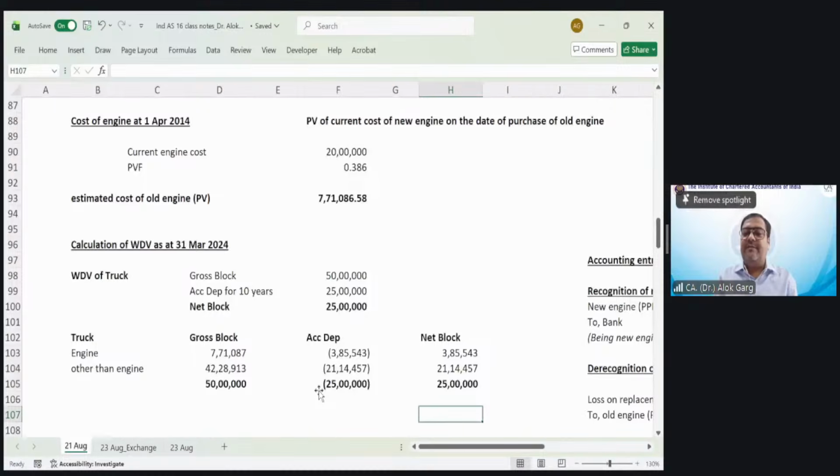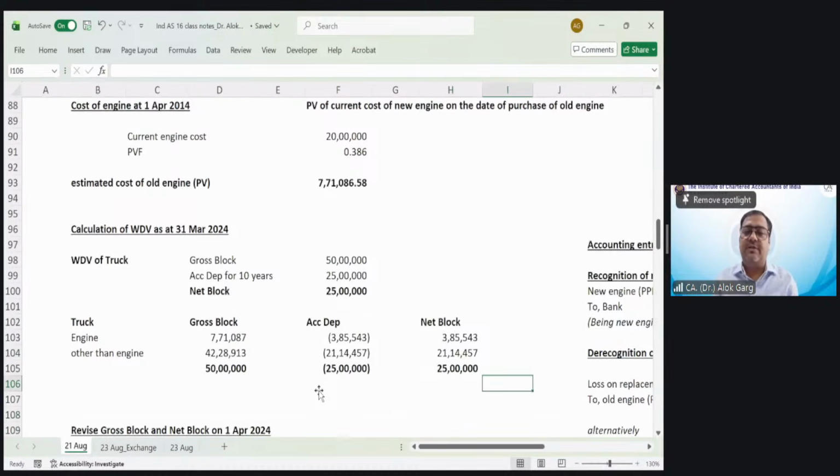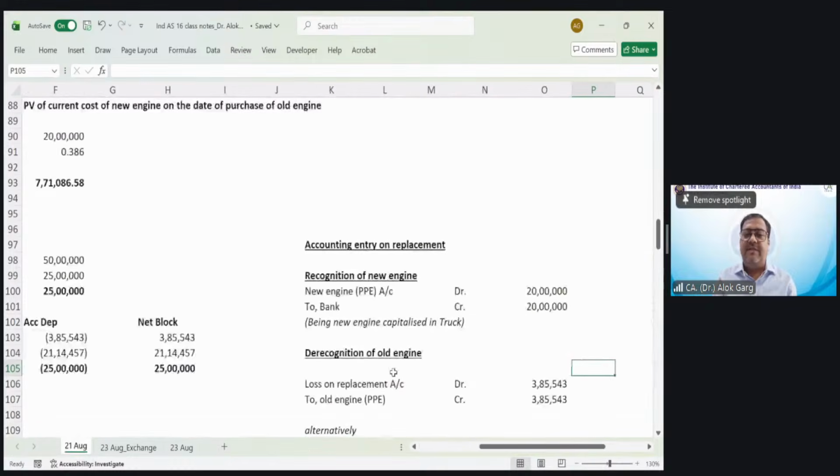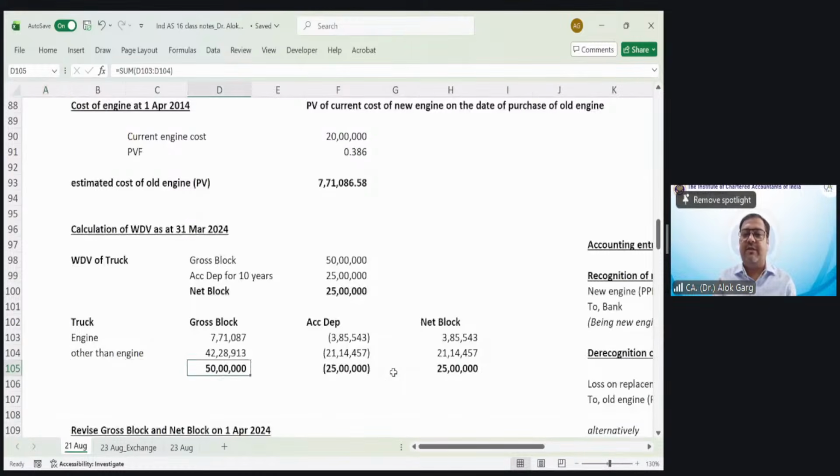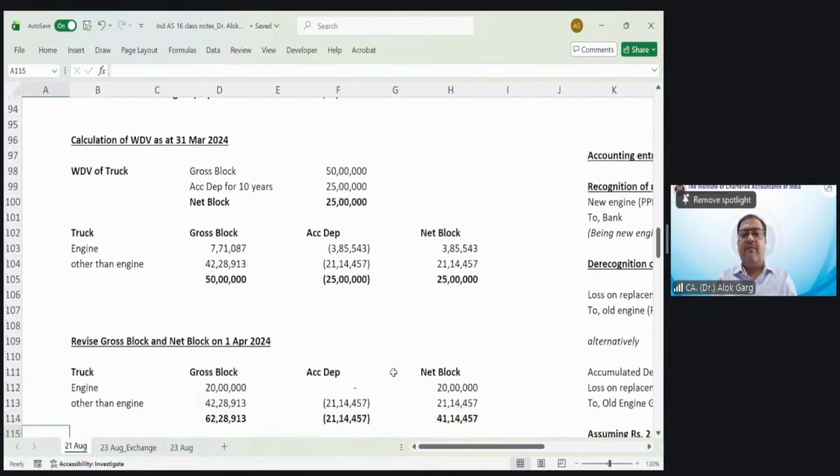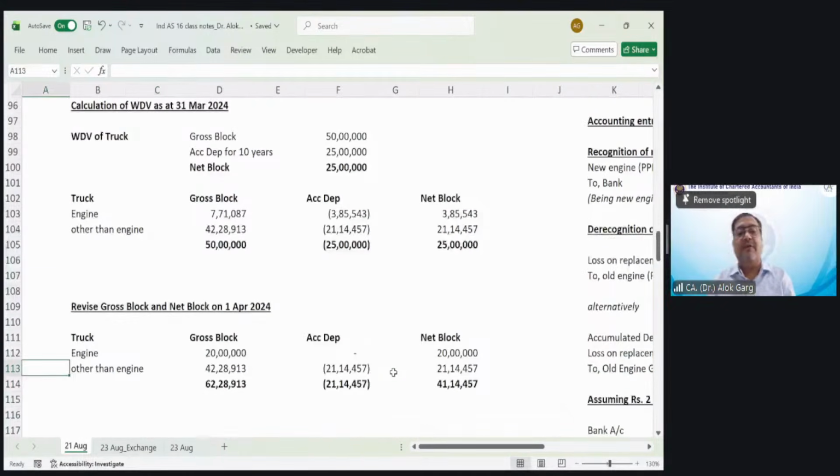Anyone who has any problem in this calculation, you can see this 25 lakh, you can see your accumulated depreciation has come to 25 lakh. Any problem, any doubt, any challenge up to this level? Rohan, Sai Kiran, Ravinder, Kanhaiya? No? Very good.